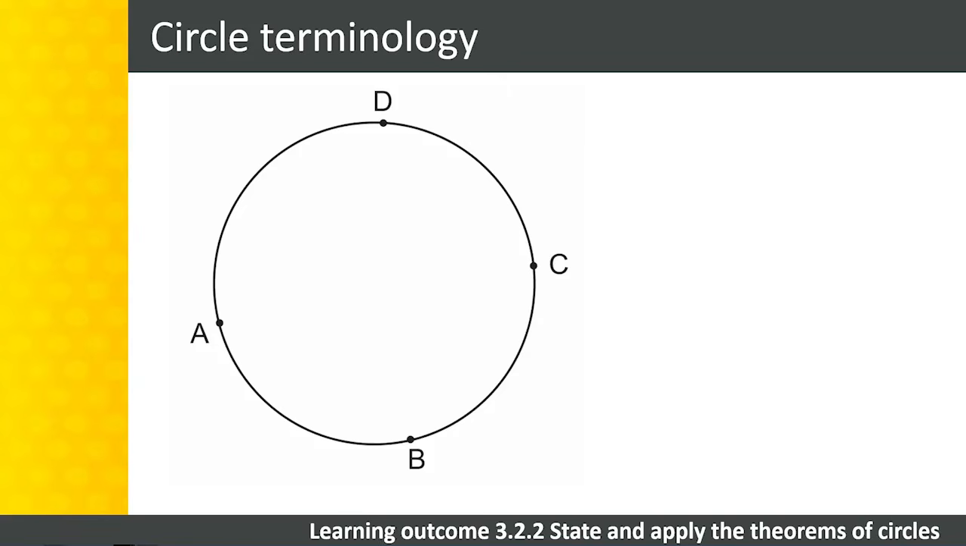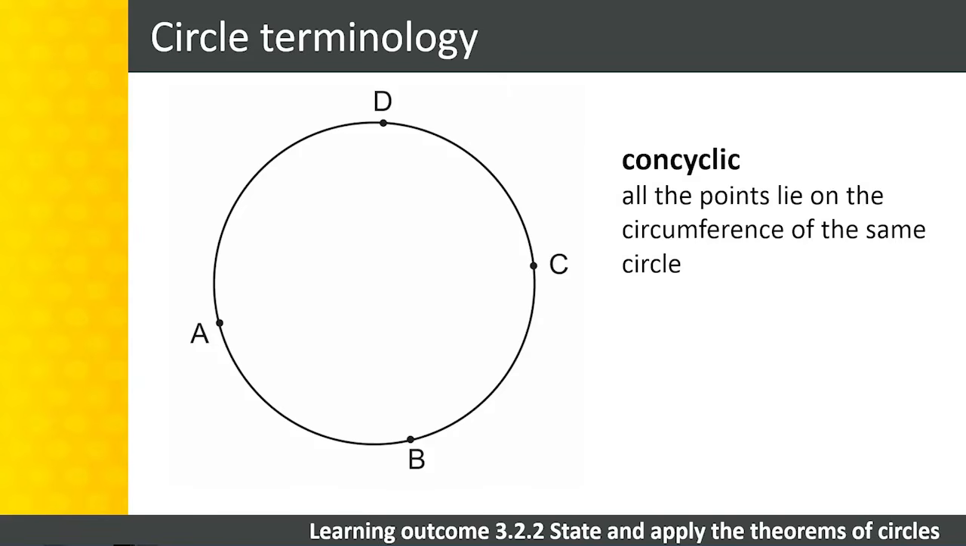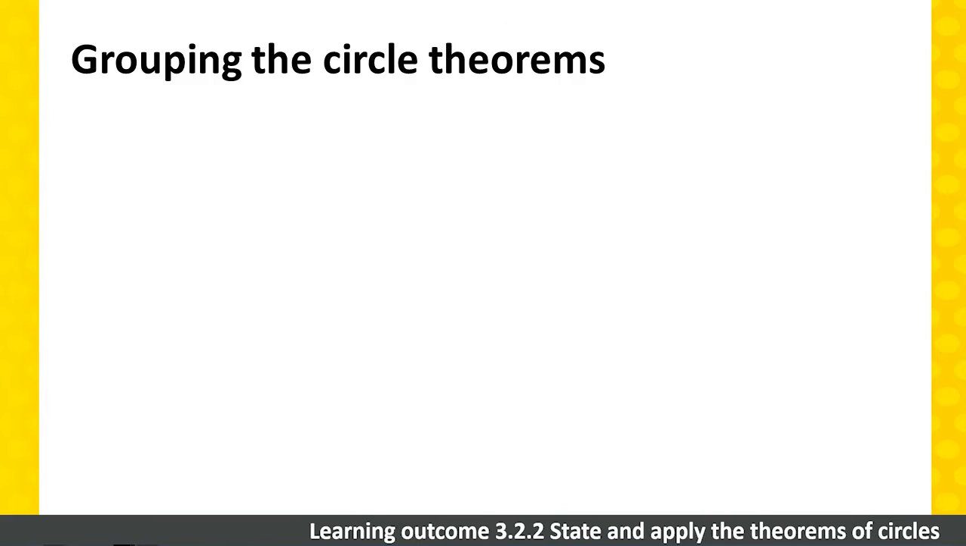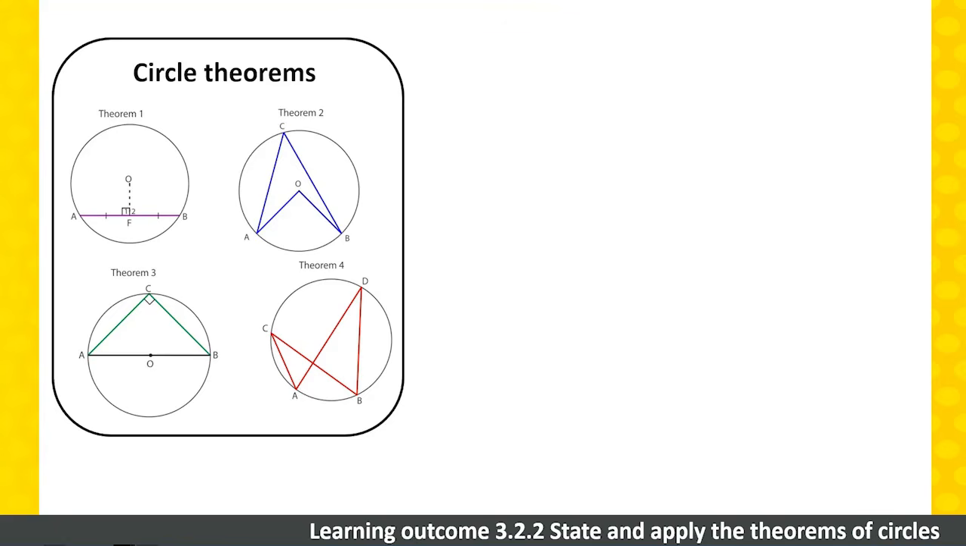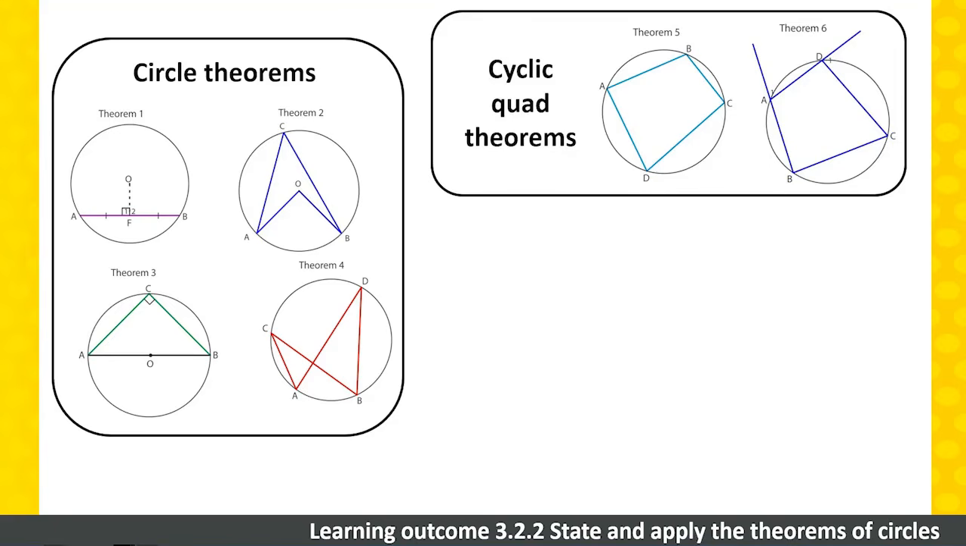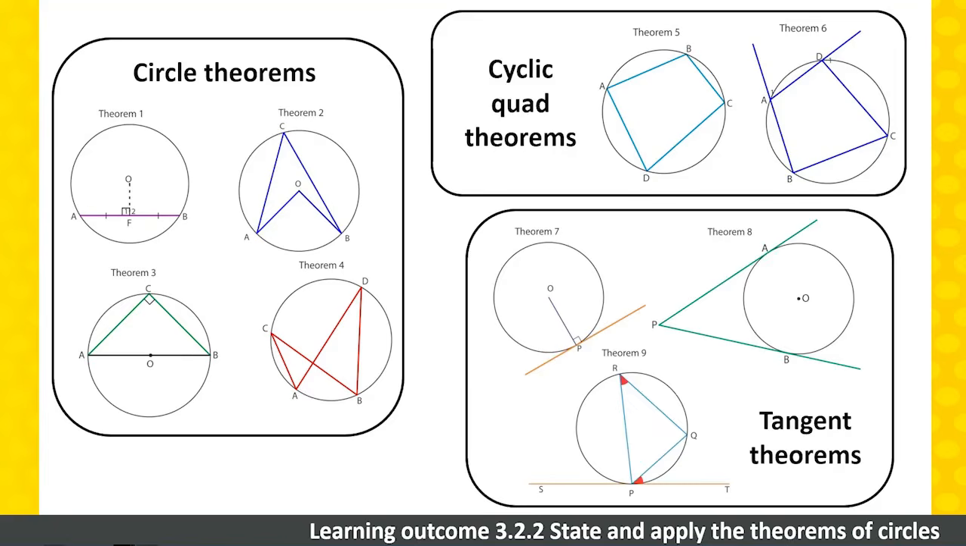Another important term to know is the word concyclic. If points are concyclic, it means they all lie on the circumference of the same circle. Lecturers and students find it useful to organize the circle theorems into groups to make the curriculum more manageable. We can make the following groups: the general circle theorems, the cyclic quadrilateral theorems, and the tangent theorems.